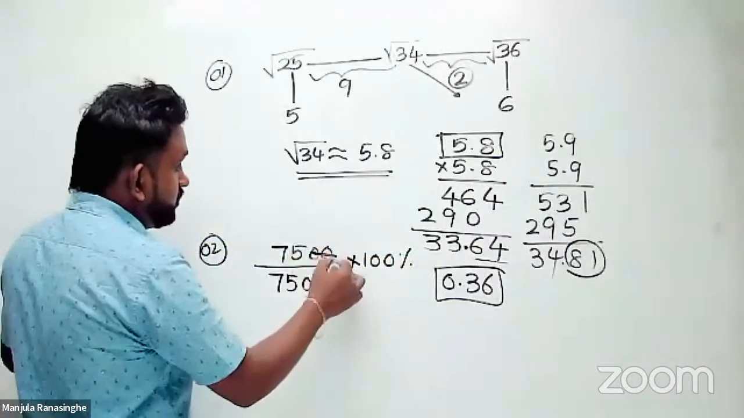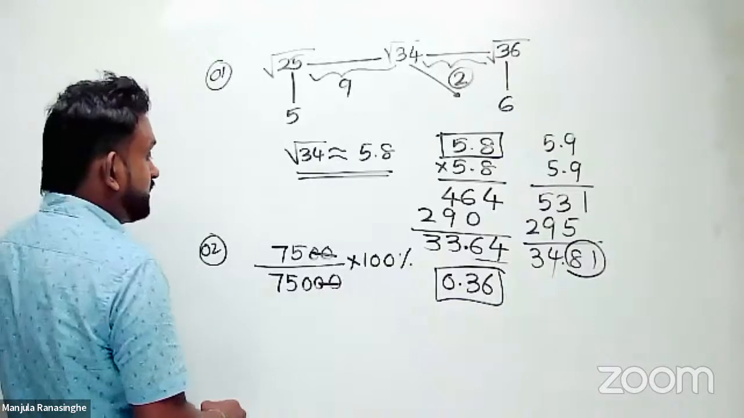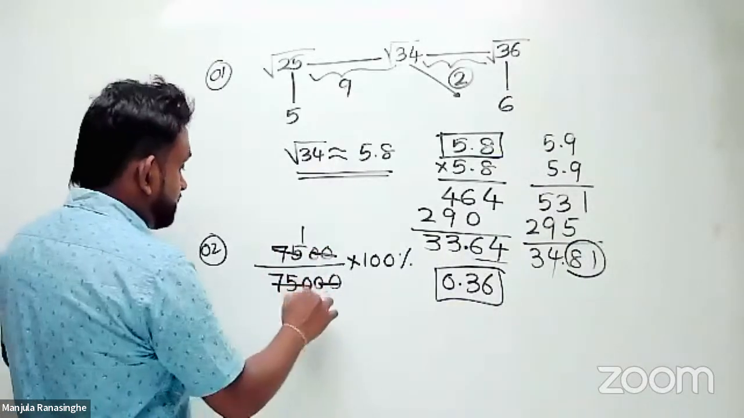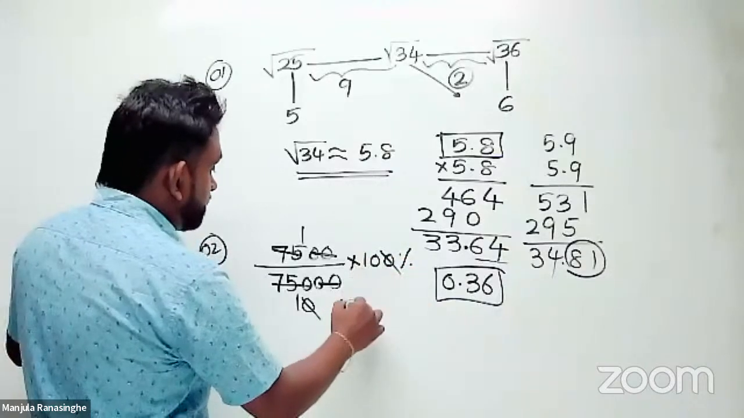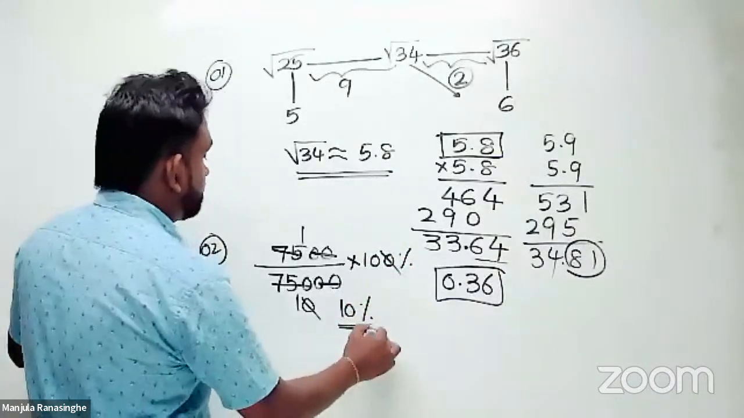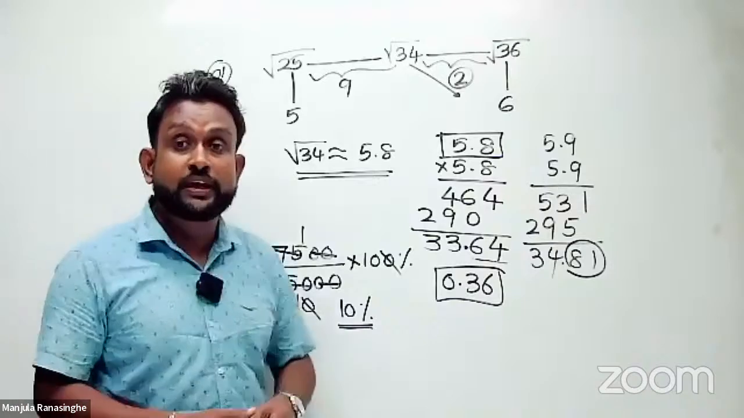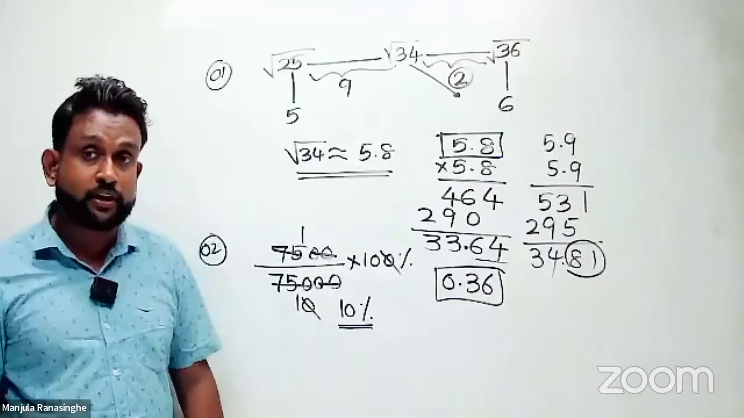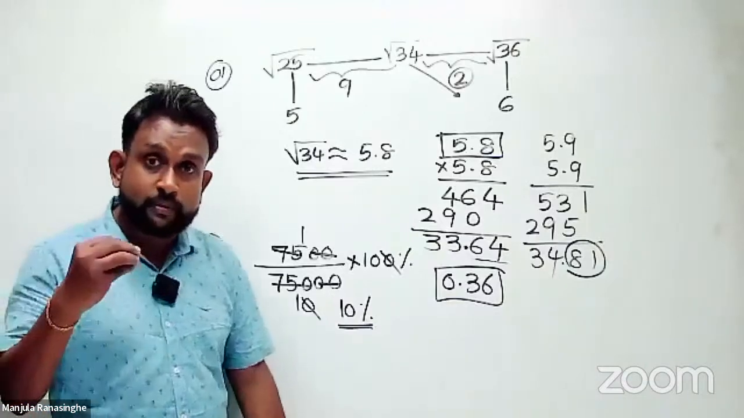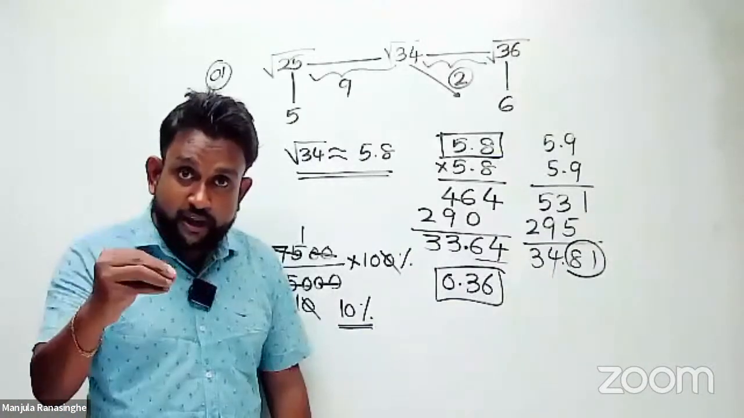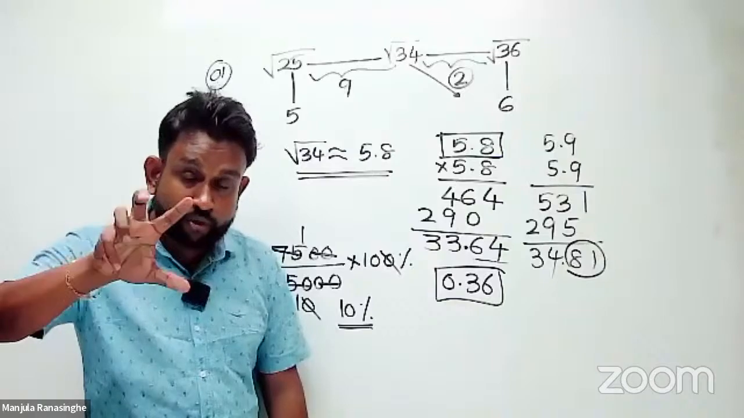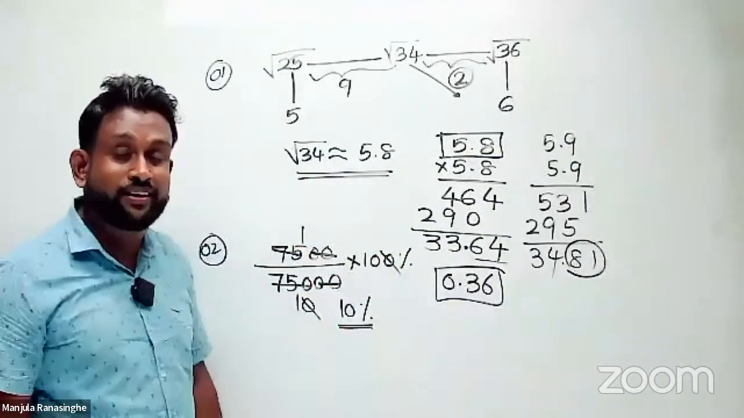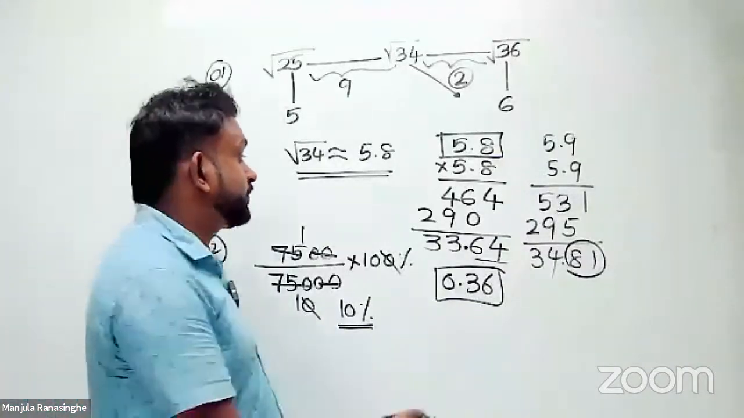Now check, two zeros cancelled. Then here 75 ones, 75, 10. Then here 0 0 cancelled. Then it gives you 10%. That is the tax rate. Okay, so how to remember? The annual rate upon the annual assessed value, as a fraction, you write it. Then to make a percentage, multiply it by 100%.